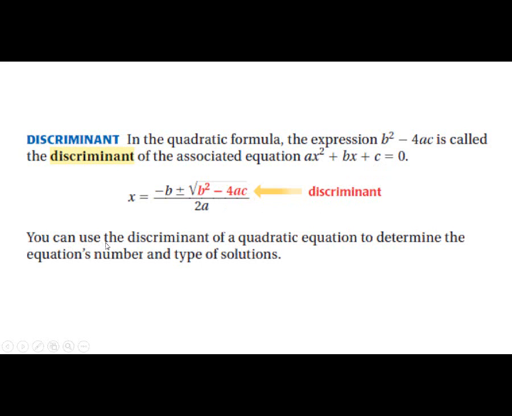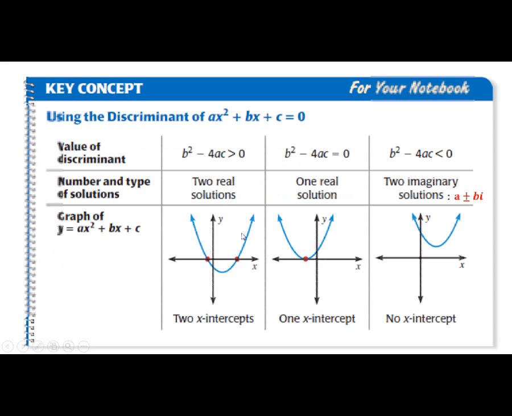You can use the discriminant of a quadratic equation to determine the equation's number and type of solutions, using the discriminant of ax squared plus bx plus c equals 0. So when you calculate the value of the discriminant, if you calculate and simplify and get a value that's greater than 0, meaning you get a positive result, that means you have two real solutions. And what that looks like, when you graph the parabola, it will cross the x-axis in two locations.